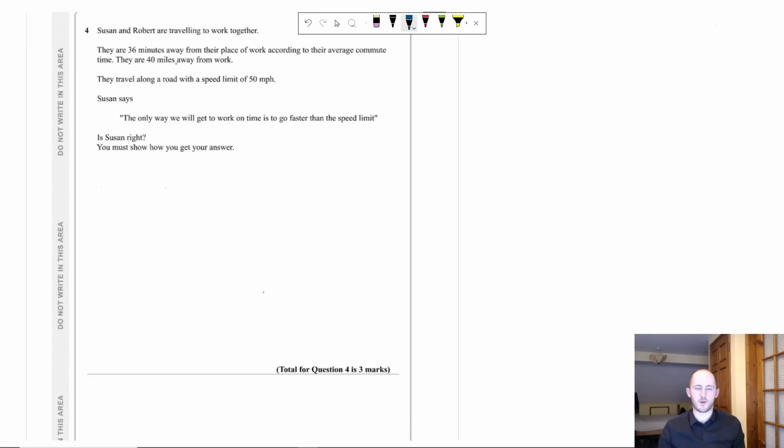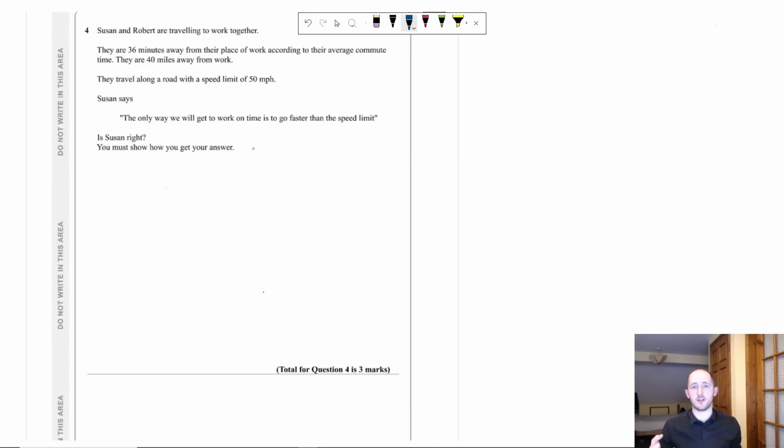Susan and Robert are travelling to work together. They are 36 minutes away from their place of work, according to their average commute time. They are 40 miles away from work. They travel along a road with a speed limit of 50 miles an hour. Susan says, the only way we will get to work on time is to go faster than the speed limit. Is she correct? You must show how you get your answer.